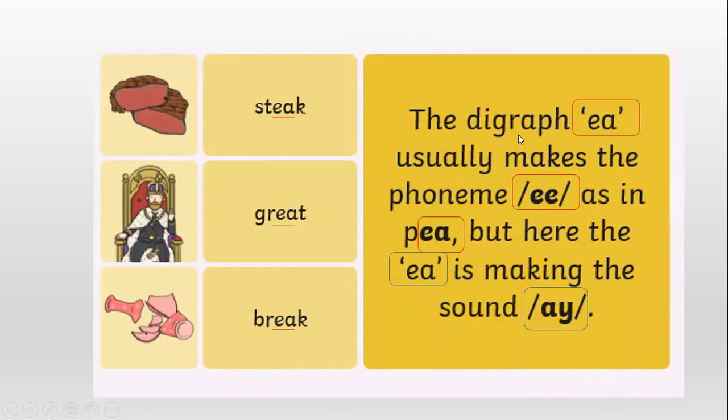So the digraph E and A together usually makes the phoneme E, as in P. The digraph here is making the sound A. So when we sound this out, we'll say S, A, steak, G, R, A, great, B, R, A, break.